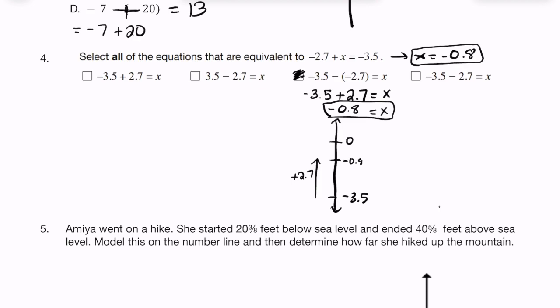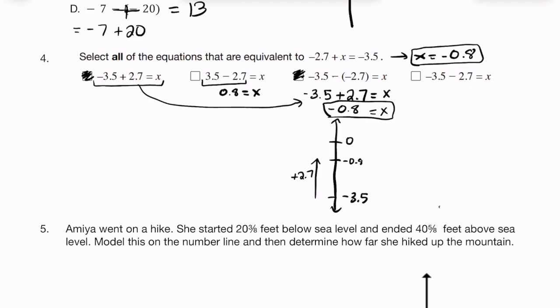Now we can check the others. This first one is also correct. That's what we had here. -3.5 plus 2.7 is -0.8, which is what we had before, so that's also the same. This one, 3.5 minus 2.7, that's going to be +0.8, so that's not correct.